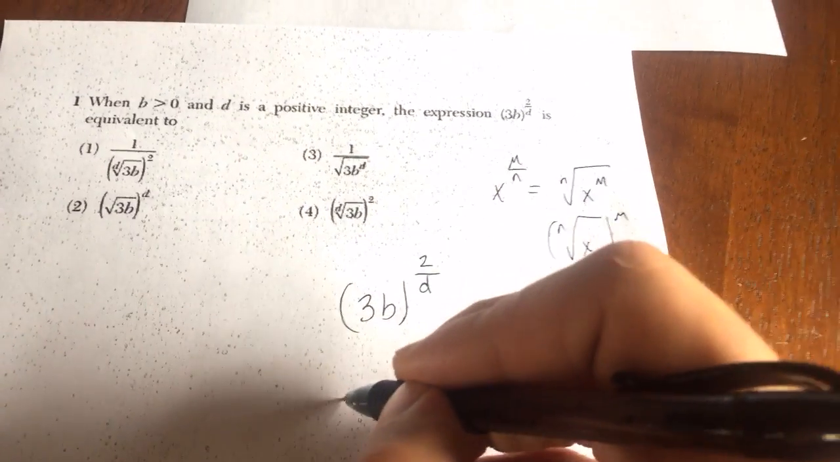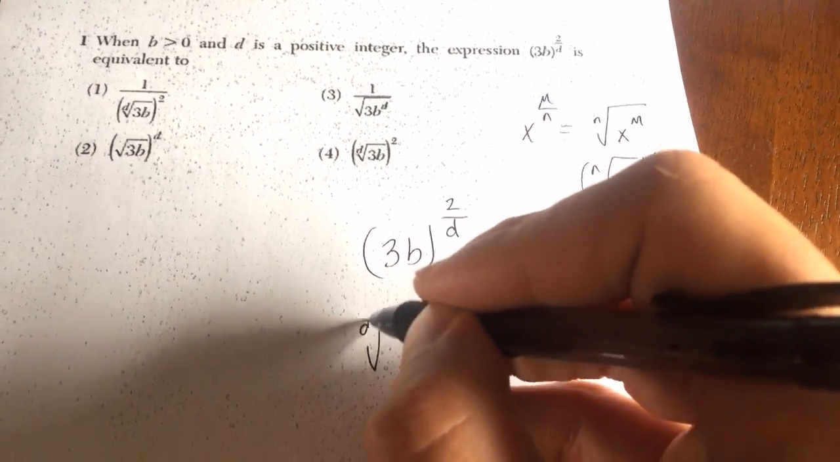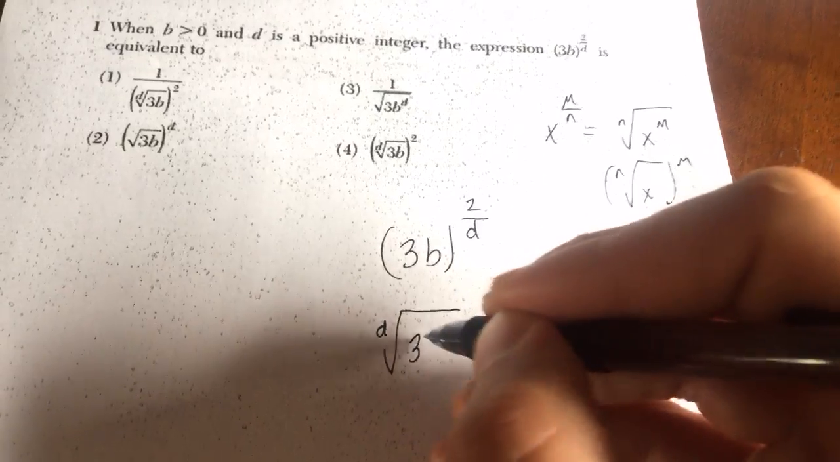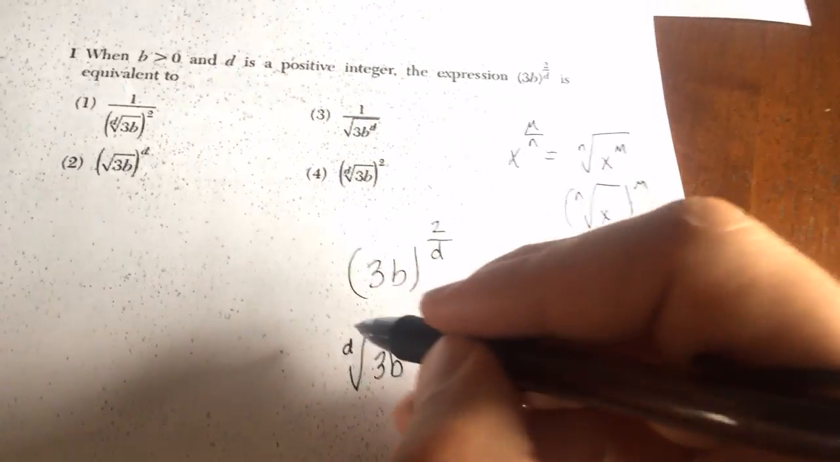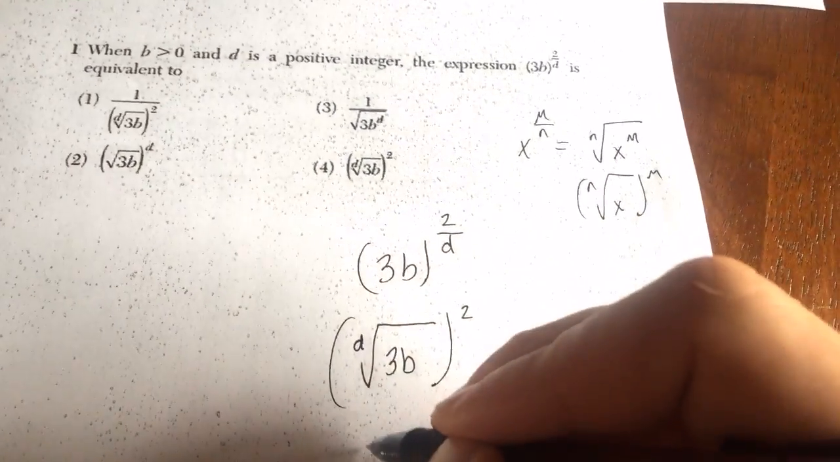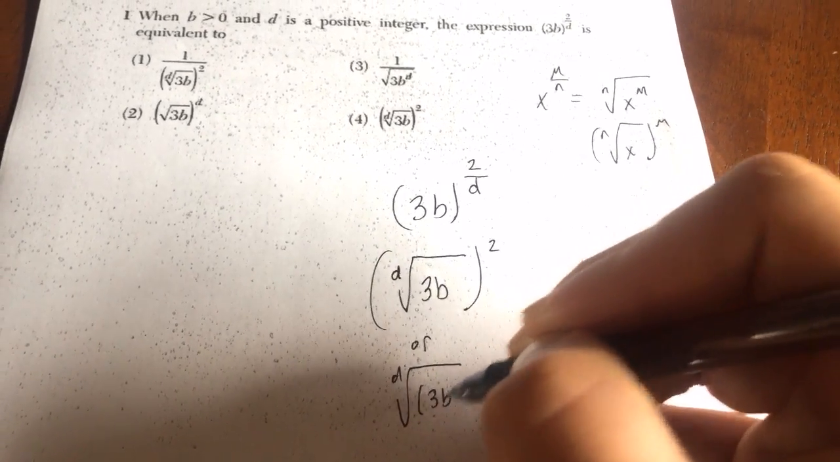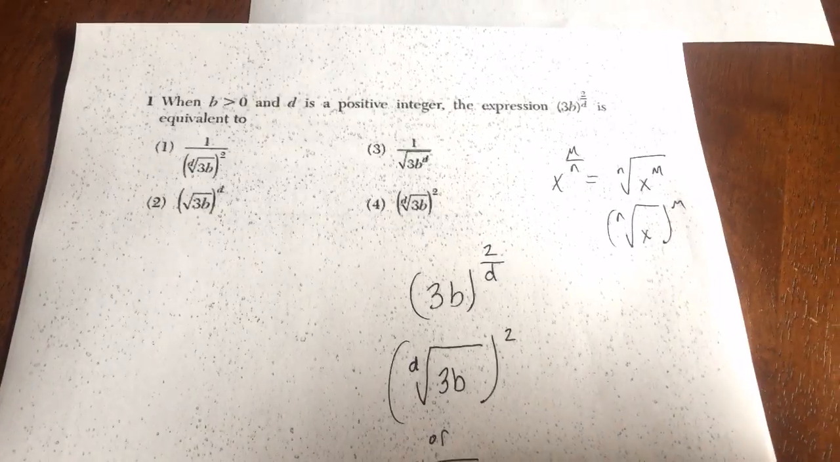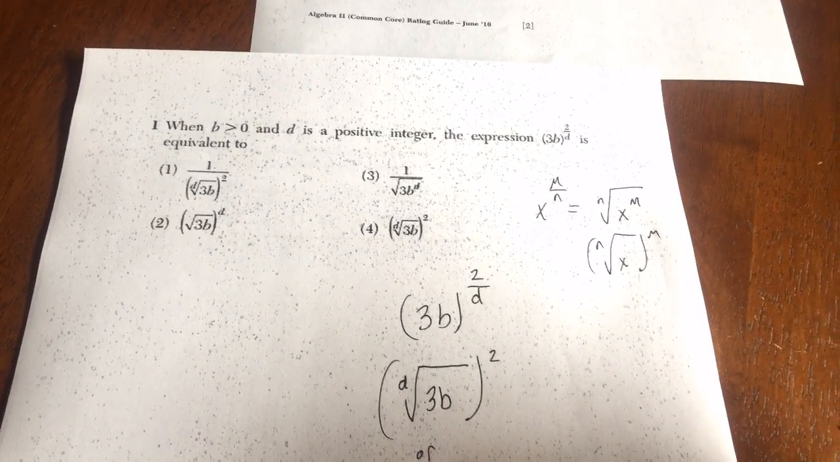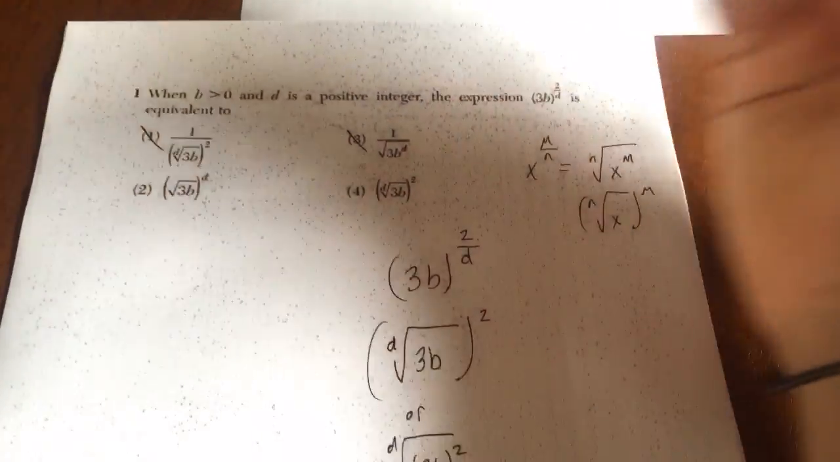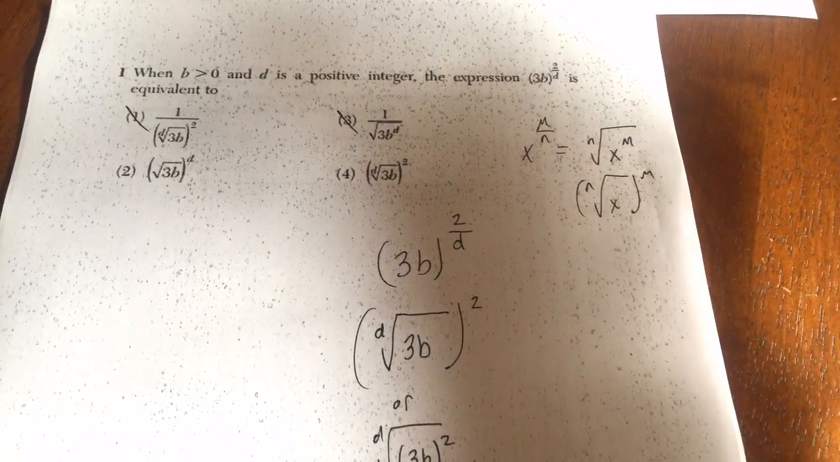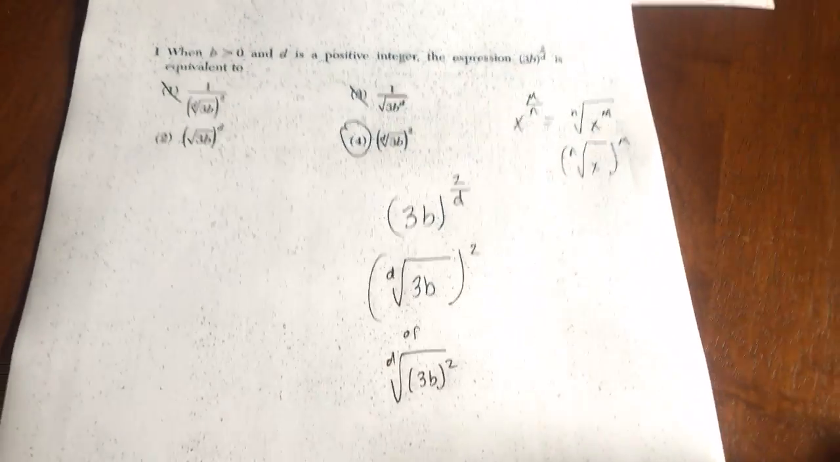So what I'm inclined to do here is to take the dth root of (3b) squared, or 3b squared. So let's take a look at which one it could be. It's not a reciprocal, so it's not choice 1 and 3. Okay, it looks like choice 4 is our best match.